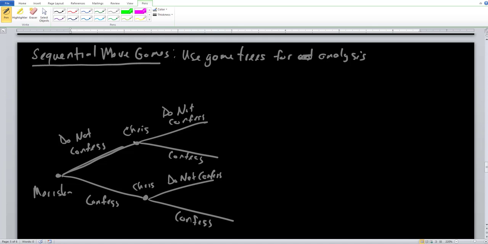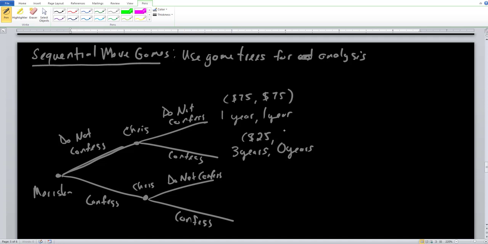If Mariska does not confess and Chris does not confess, we're moving along this top branch right here. Both of them get 1 year in prison. So 1 year, 1 year. And sometimes it's easier to introduce some type of dollar element to make this a little easier for analysis. So let's say $75 and $75 right here, attached to these numbers of years in prison. Next, what happens if Mariska does not confess, but Chris decides to confess? That's where Mariska gets 3 years in prison, but Chris gets off scot-free. He gets 0 years in prison. And attaching a dollar amount, this is going to be $25 and this is going to be $100.